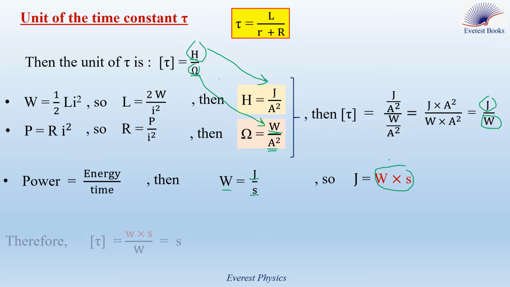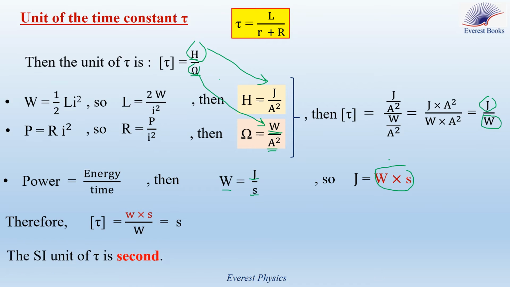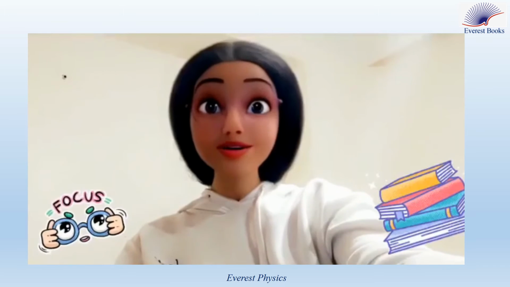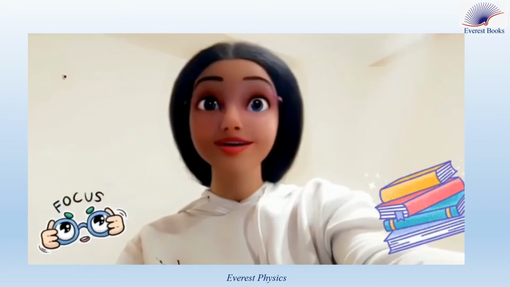Now replace joule in this expression by watt second. This is going to be the unit of tau is equal to watt times second over watt, which is equal to seconds, which means that the SI unit of tau is the second. Focus, please. This is important.